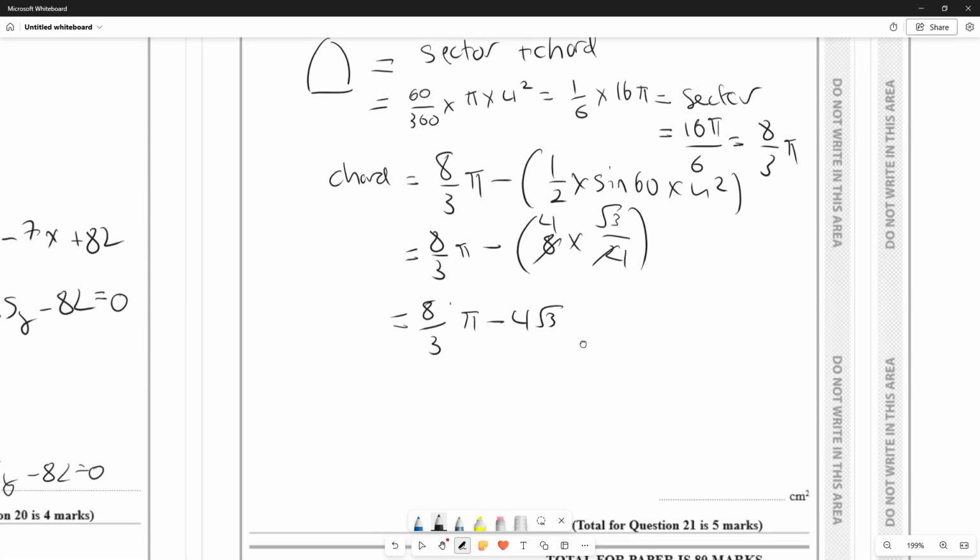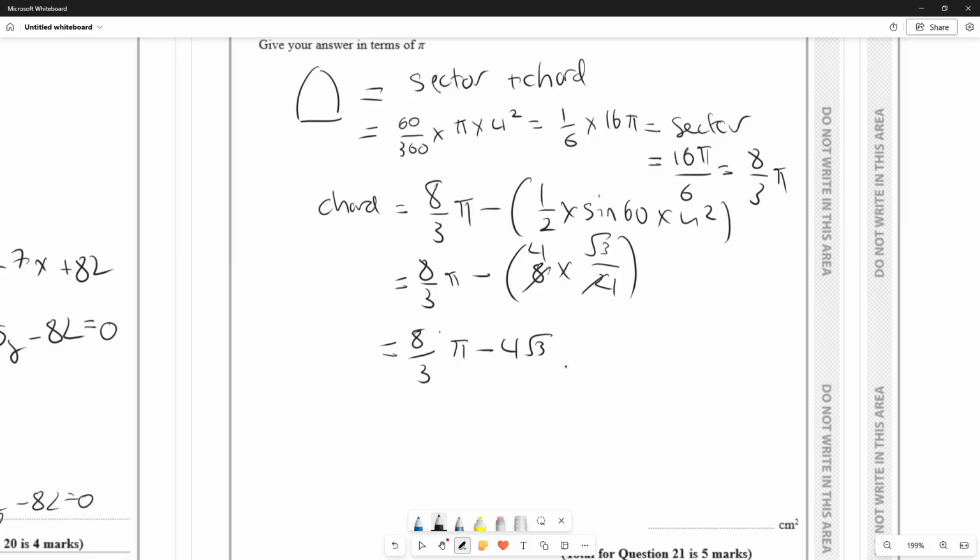Now we need to add these up together. So if we add this, then the total is equal to 16 over 3 pi minus 4 root 3. Okay, I'm saying this is correct. If this is wrong, I do apologize. 16 over 3, because you add that, so that would just be 16 over 3. And then you times this by 4, minus it from 16.